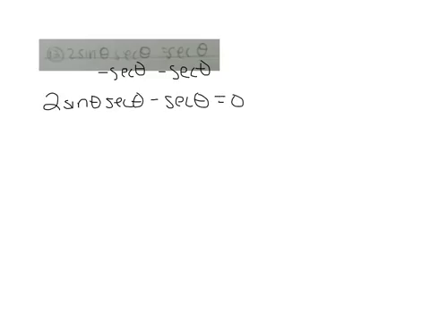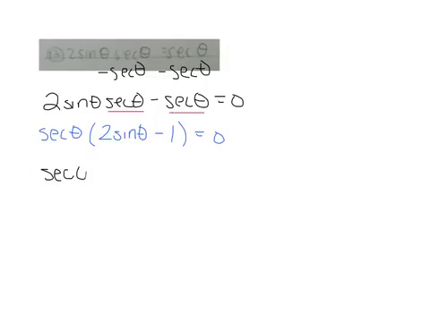And then you're going to factor out what they have in common. So they share a secant theta in common. So we're going to factor out secant theta, and we're going to have left 2 sine theta for the first half, and we have a minus 1. You need to have a minus 1. You need to have a placeholder so that if you were to distribute the secant back in, you would get the same expression above. So now the next step is to set each of these two expressions equal to 0.